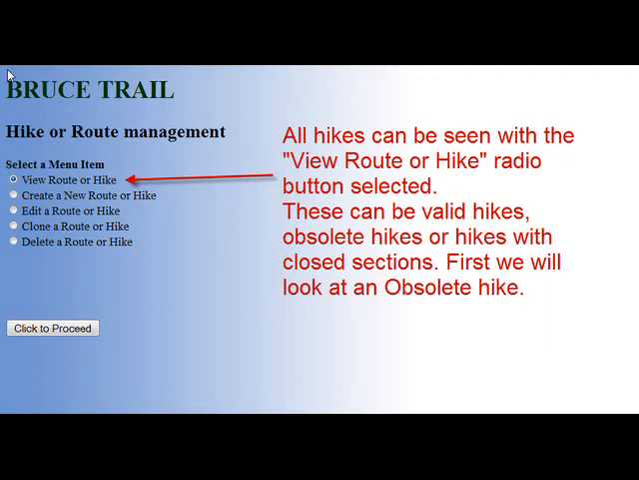There are only two functions that can be done with a hike that is obsoleted. It can be viewed and printed from your browser. Also, it can be deleted from the hike list. It cannot be cloned or edited. So let's select the View Route or Hike radio button and click the Click to Proceed button.